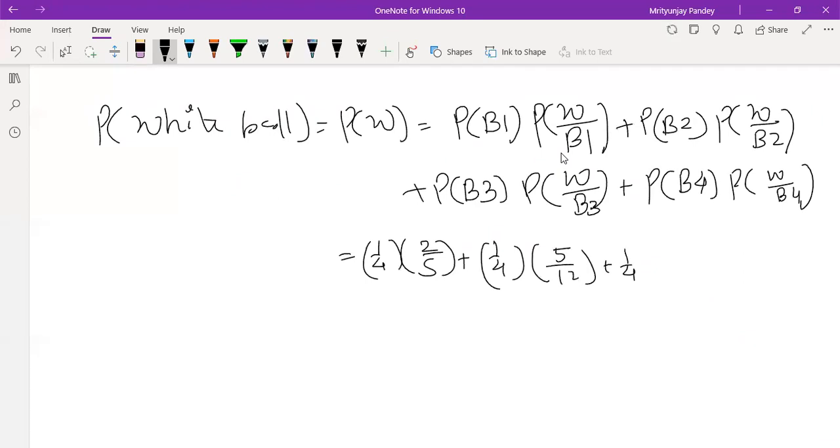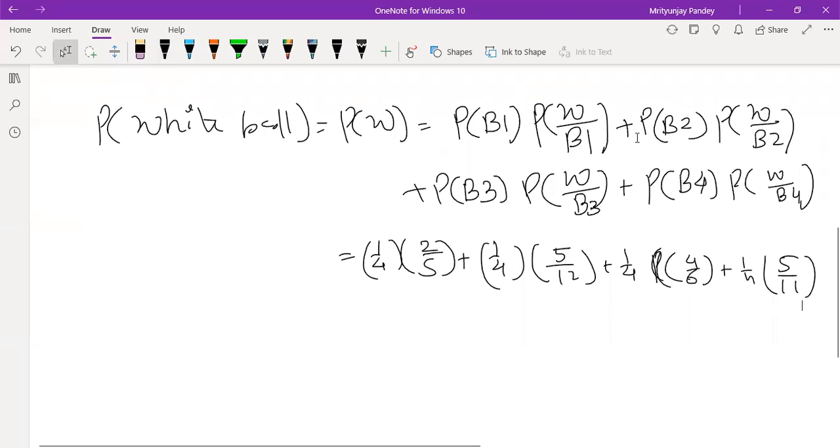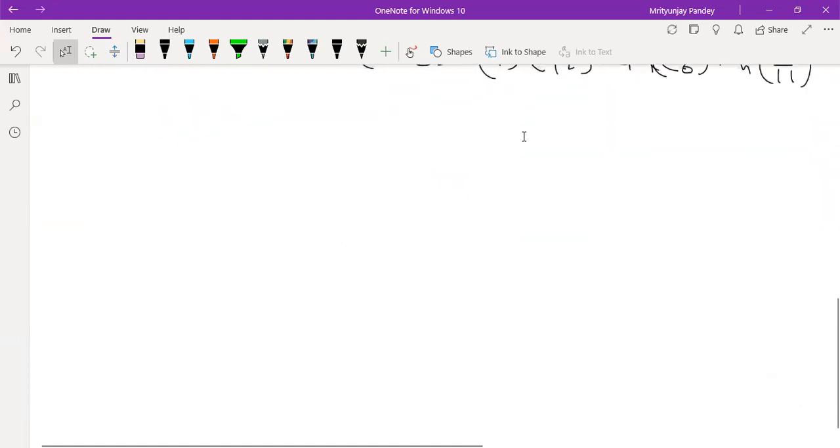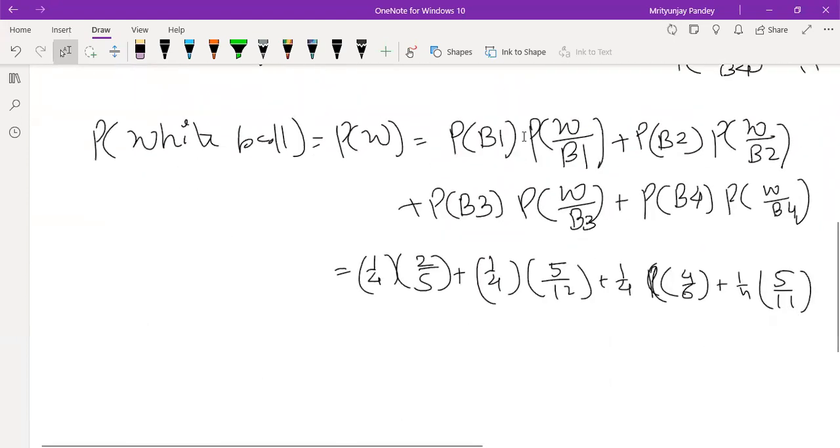Once again 1 by 4, and the answer of this one is 4 by 6, and the last one 1 by 4 times 5 by 11. Right? Once again we'll check, is it right or not? 6 by 11, sorry. So that is 6 by 11. Understood this question? Calculation isn't important. Concentrate on the concept behind it.